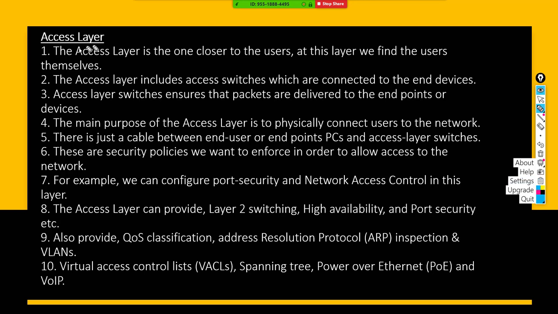Okay, so if someone asks you what is access layer, you just remember this is a layer which is very close to the users. Okay, all your access switches are connecting to end devices. Access layer ensures that packets are delivered to the endpoints or devices. Okay, so that means, let's say I have all access layer devices, and they are connecting to computers.